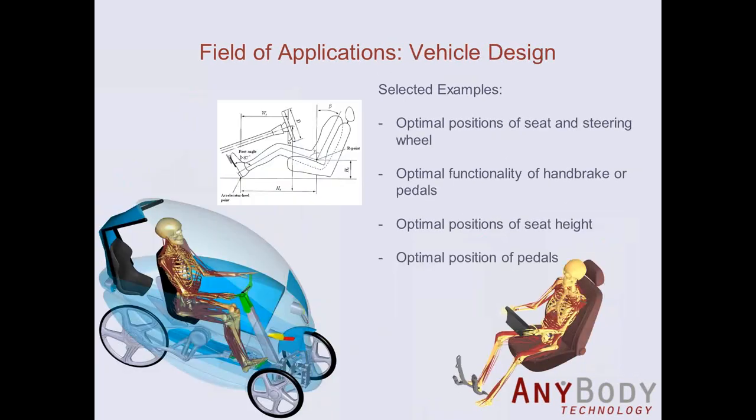One of our traditional fields of expertise is vehicle design engineering. There are many design parameters for occupant packaging, for instance the position of the seat, steering wheel, handbrake, and pedals. The AnyBody Modeling System supports a parameter study optimization method, so we can utilize this function for the optimization of these design parameters.